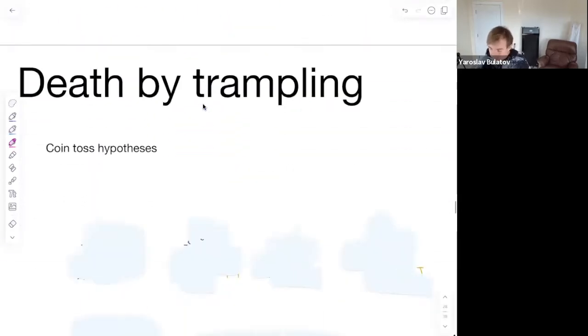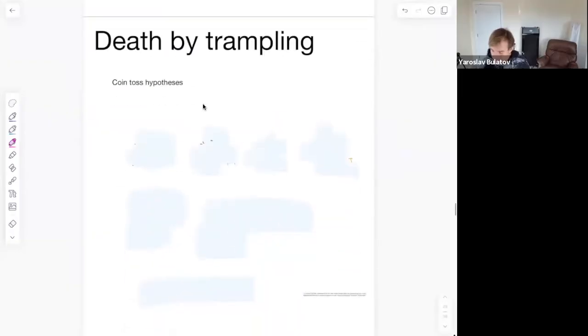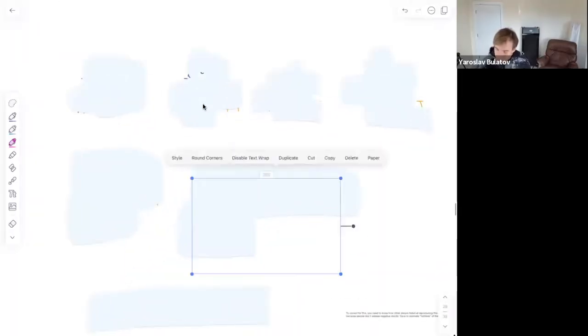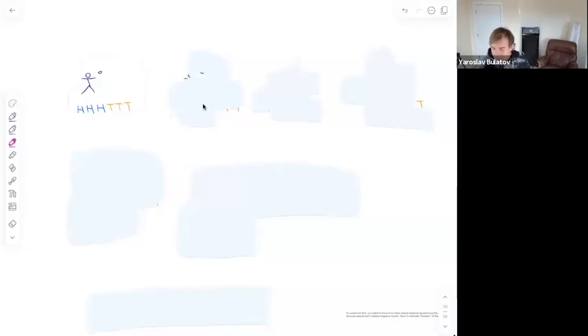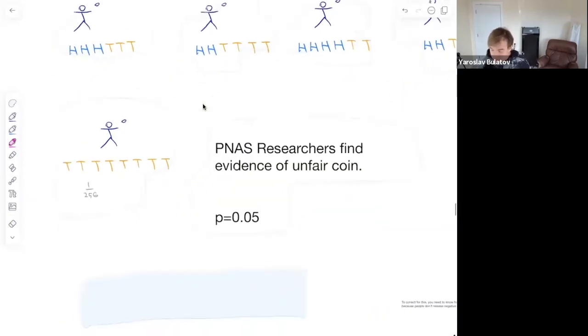Okay, so now finally I will talk about the final cause of bad results, which I call death by trampling. An example is, suppose you're tossing coins, and you have several people doing experiments, and things are around equal heads and tails. But eventually, if you keep tossing the coin, you're going to have a researcher who gets all tails, which is actually statistically significant, and you may conclude that the coin appears to be unfair.